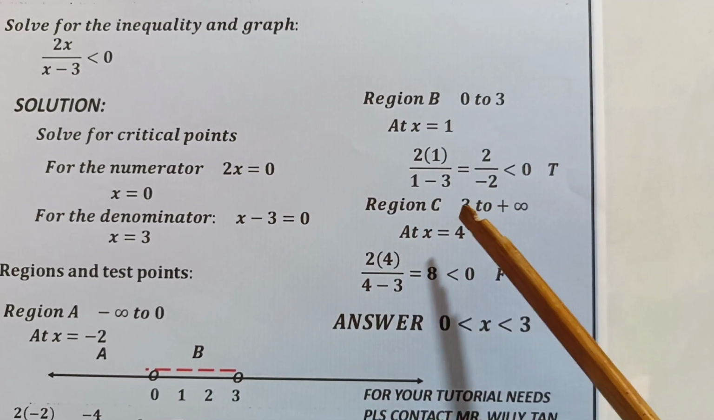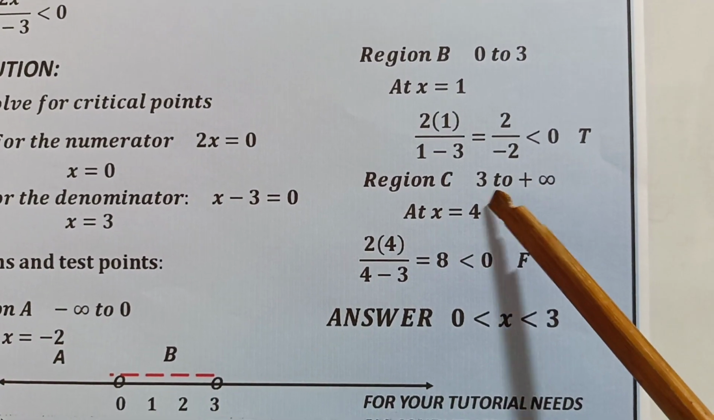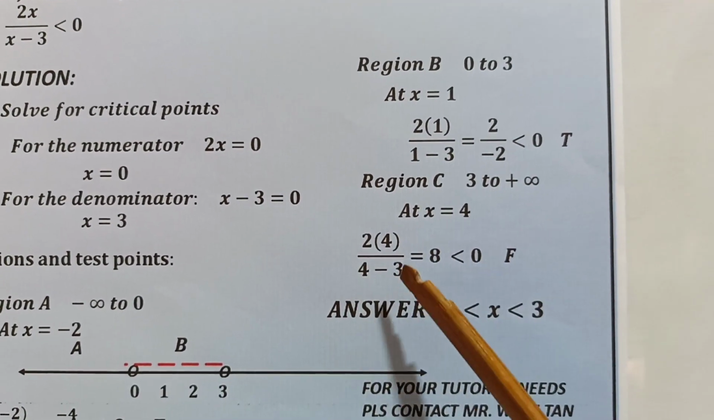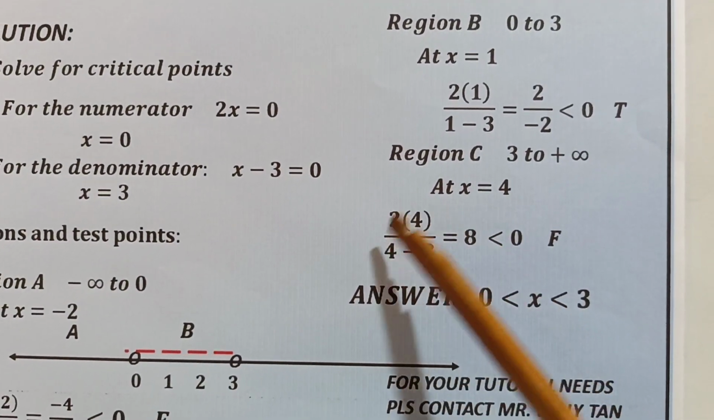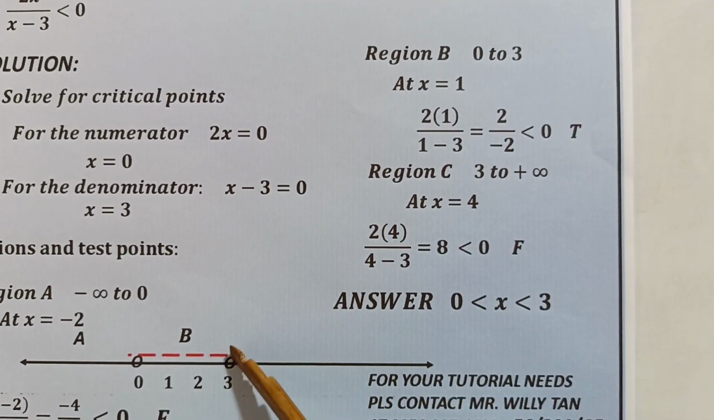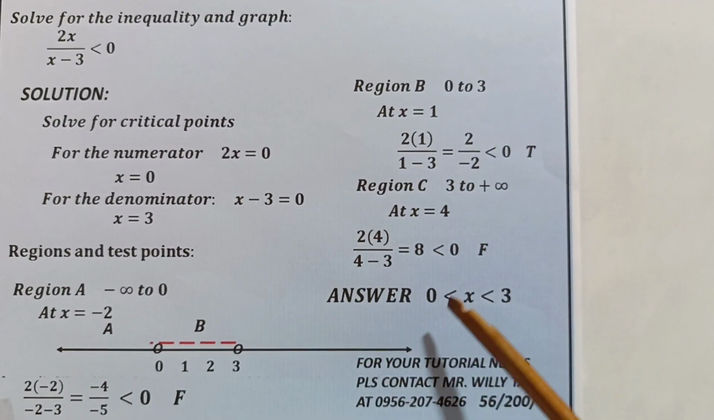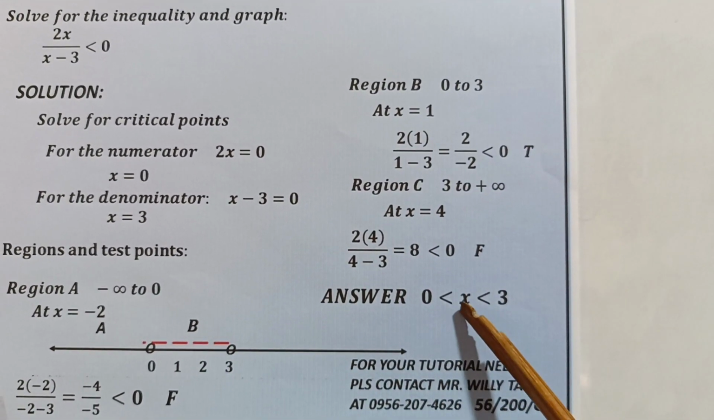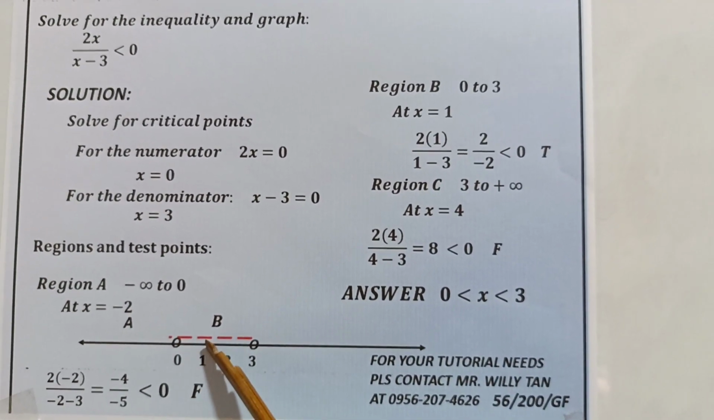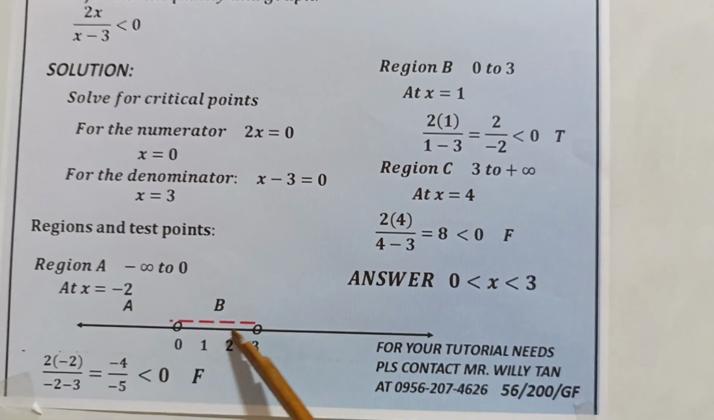We test again for region C, which is 3 to positive infinity. We choose another test point, x equal to 4, and substitute it into the given inequality. So 2 times 4 over 4 minus 3 is equal to 8. Is 8 less than 0? False. So we don't have any solution here. So our answer now will be x greater than 0, excluding 0, but less than 3. So this will be our graph.